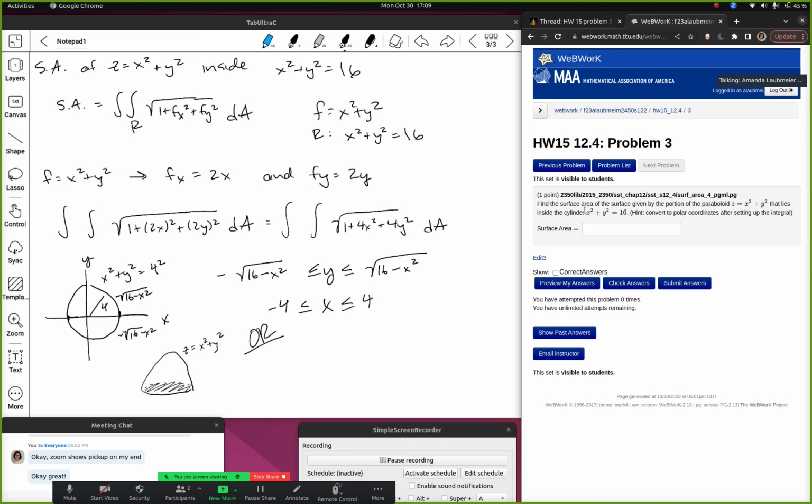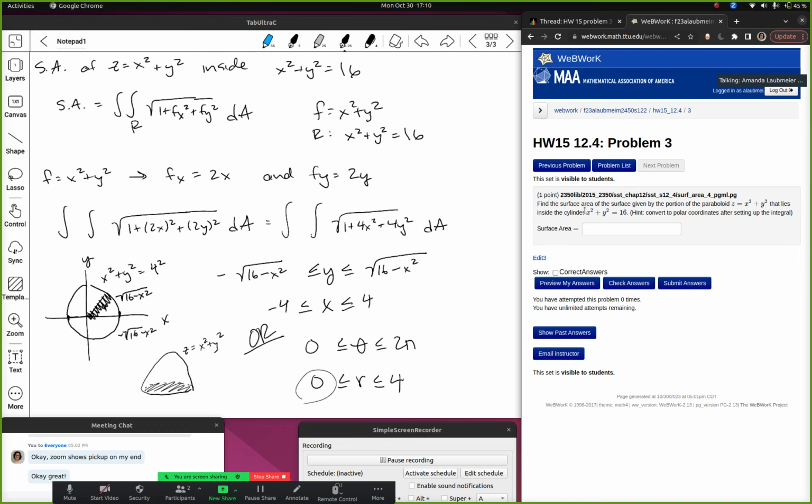Instead, a circle is gonna take on bounds theta from 0 to 2 pi. So we start here and we spin all the way around. So we get 0 to 2 pi. And then our radius is going to be 0 to 4. So the area starts at the origin and then goes all the way out to radius 4.